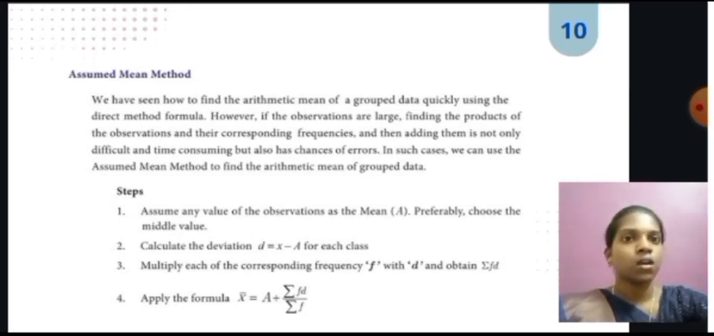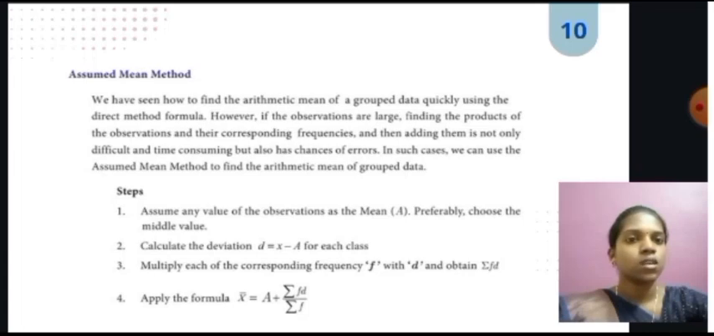We have seen how to find the arithmetic mean of a group data quickly using the direct method formula. However, if the observations are large, finding the products of the observations and their corresponding frequencies and then adding them is not only difficult and time consuming but also carries the chances of errors. In such cases, we can use the assume mean method to find the arithmetic mean of group data. So let's see the steps.